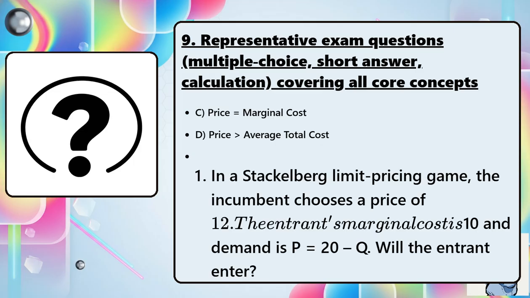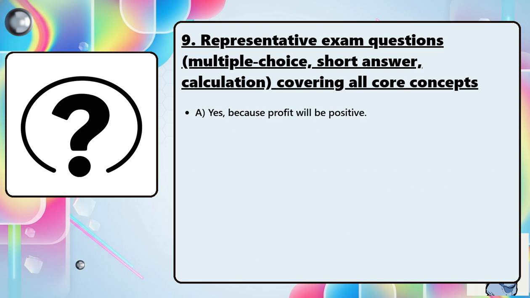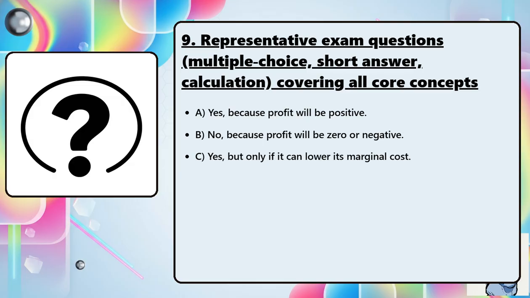2. In a Stackelberg limit pricing game, the incumbent chooses a price of $12. The entrant's marginal cost is $10 and demand is price equals 20 minus quantity. Will the entrant enter? A. Yes, because profit will be positive. B. No, because profit will be 0 or negative. C. Yes, but only if it can lower its marginal cost. D. Cannot be determined without knowing fixed costs.